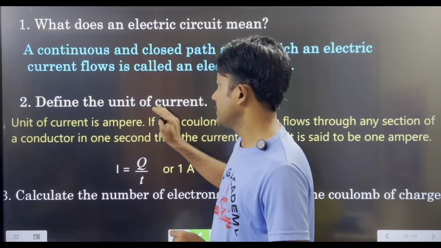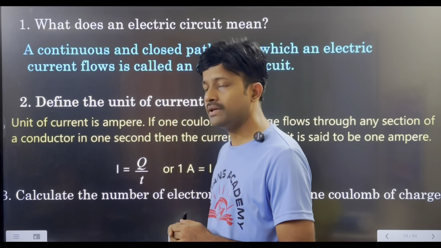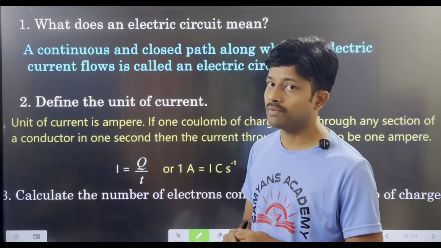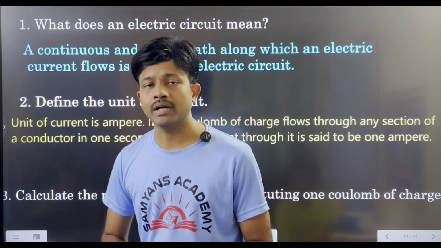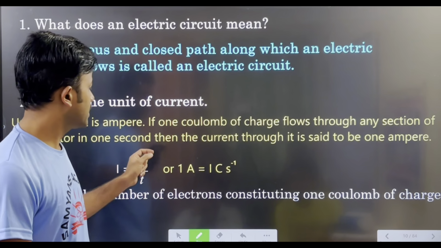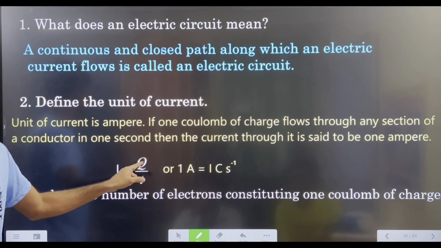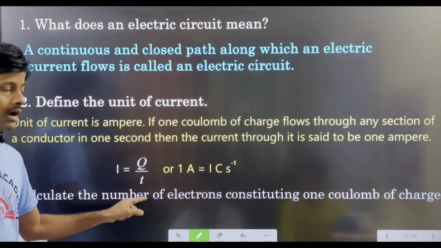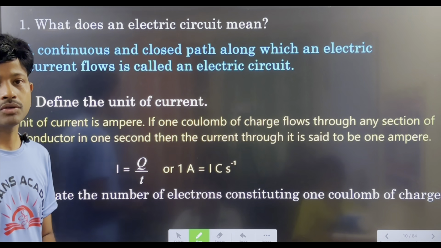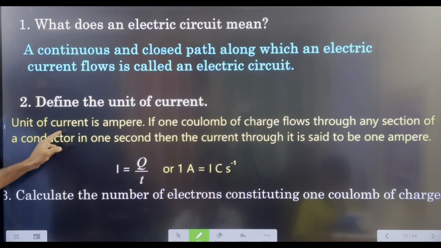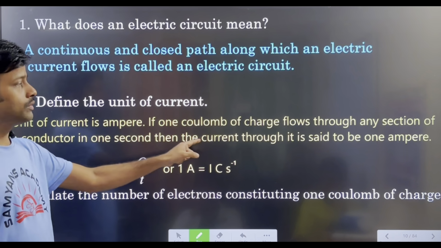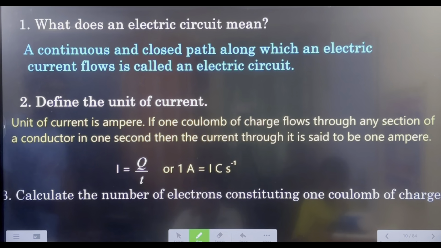Now we have here: define the unit of current. Already we defined that. The unit of current is 1 ampere. So how do you define 1 ampere? 1 ampere of current constitutes how much charge? 1 coulomb of charge flowing through a particular area in 1 second of time is said to be 1 ampere. The unit of current is the ampere. If 1 coulomb of charge flows through any section of a conductor in 1 second, then the current through it is said to be 1 ampere.